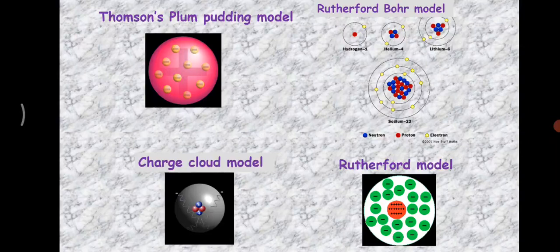Similarly, the charge cloud model also has the same thing. The protons and neutrons are attached together in the middle, and electrons are revolving around them, attracted towards them. In the Rutherford model also, we can see that positive particles are at the center and electrons are revolving around it.